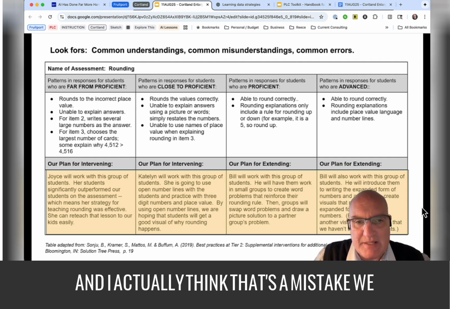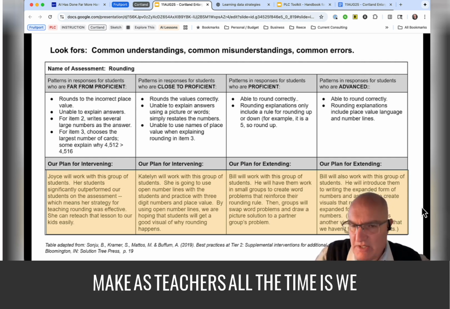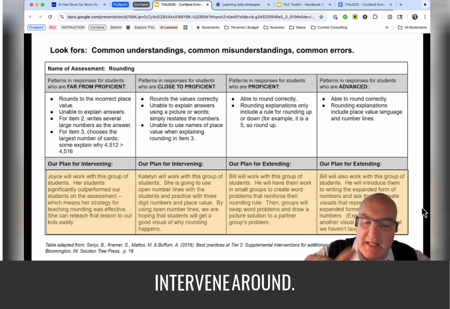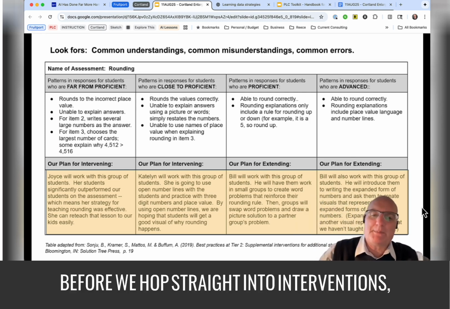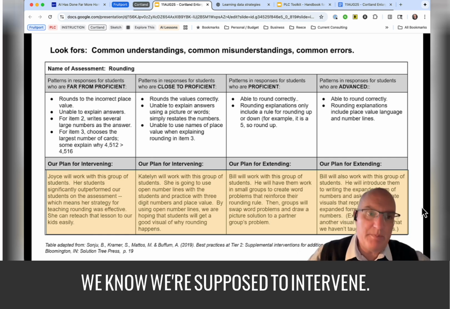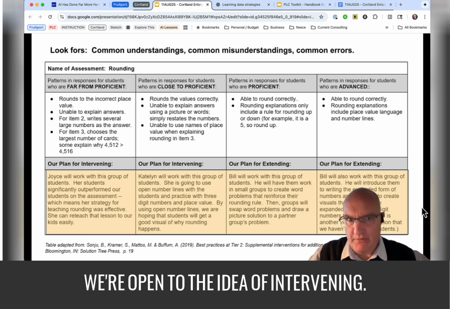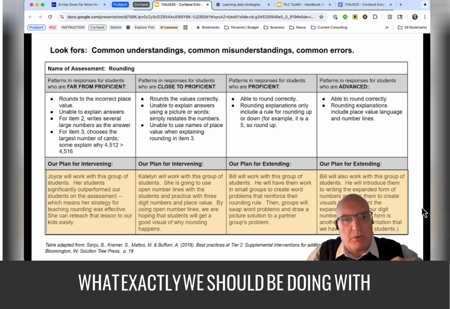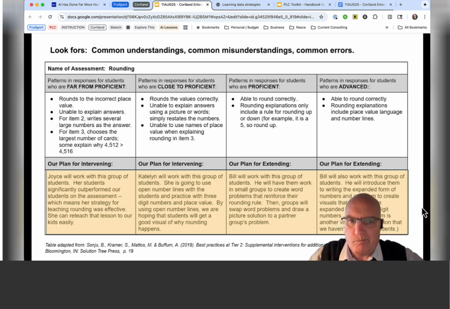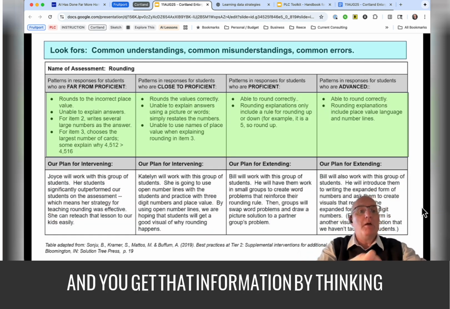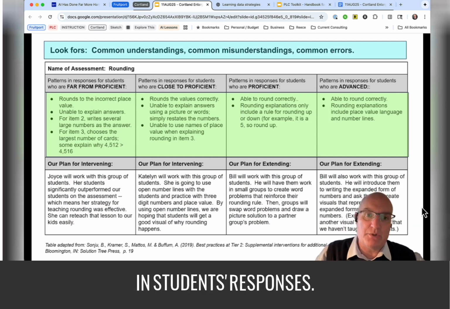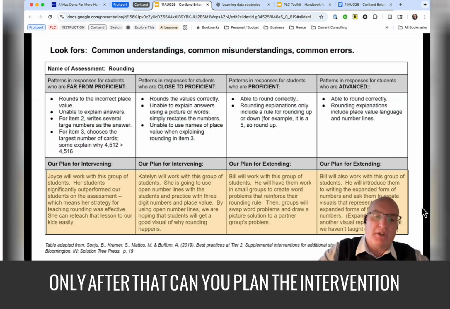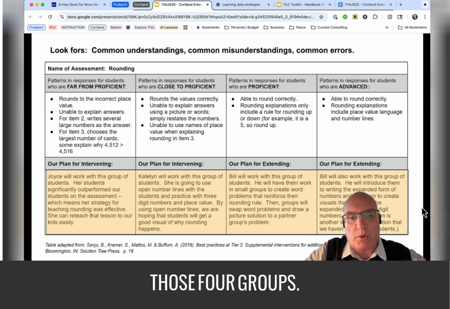And I actually think that's a mistake we make as teachers all the time, is we haven't thought carefully enough about what sorts of things we're trying to intervene around before we hop straight into interventions. We know we're supposed to intervene. We're open to the idea of intervening. We're just not thinking carefully about what exactly we should be doing with our students during the intervention time. And you get that information by thinking about the patterns you're seeing in students' responses. Only after that can you plan the intervention activity that you'll use for each of those 4 groups.